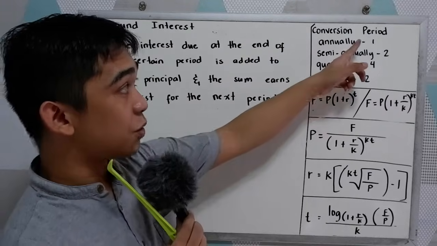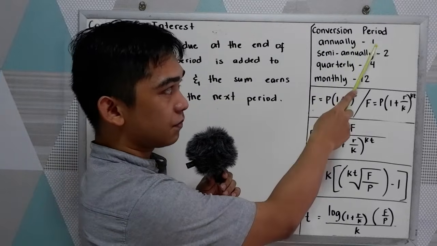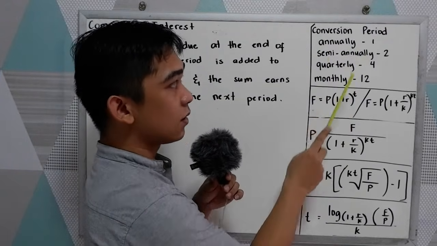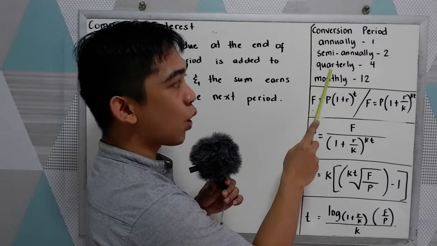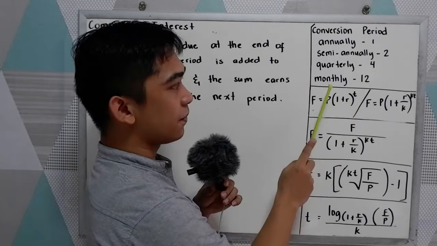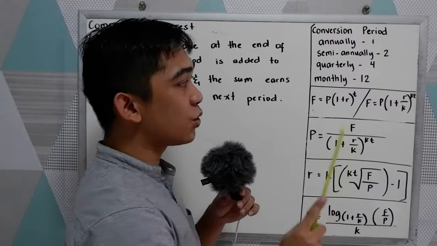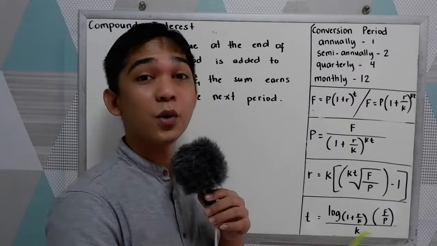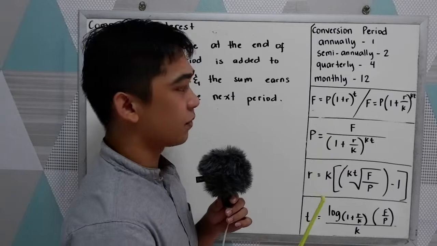We have the conversion period. You will encounter annually, that is equal to 1, semi-annually, 2, quarterly, that is 4, monthly, that is 12. We're going to use K as our conversion.